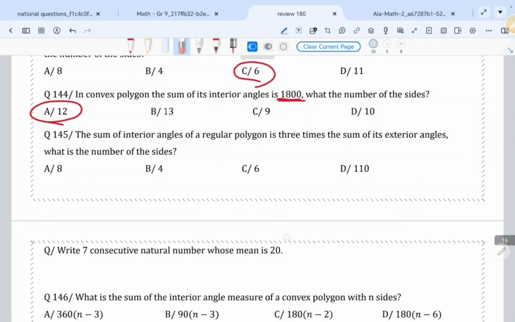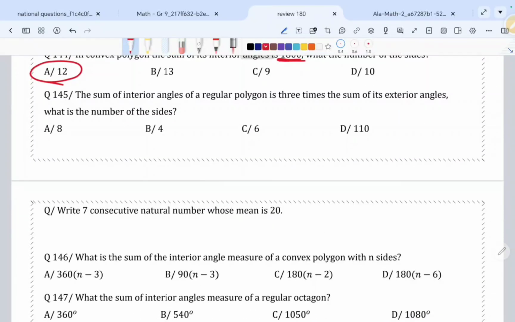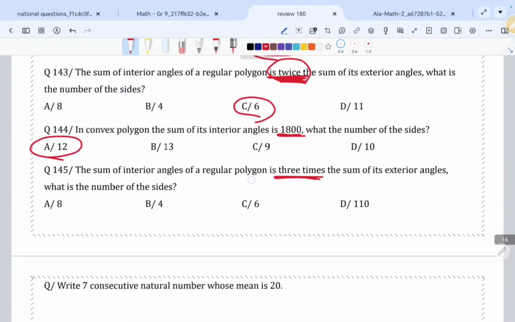Okay. Now the sum of interior angles of a regular polygon is 3 times. Pay attention. In the last one they asked about twice, or 2 times. This one is 3 times. So if we have 3 times, we will say it's equal to 8, which is octagon. Okay.